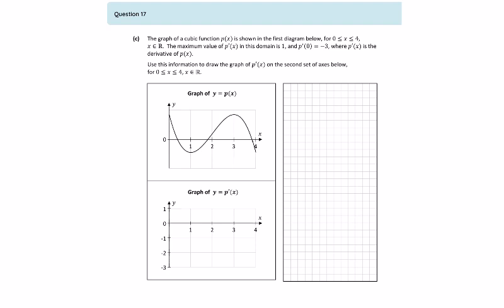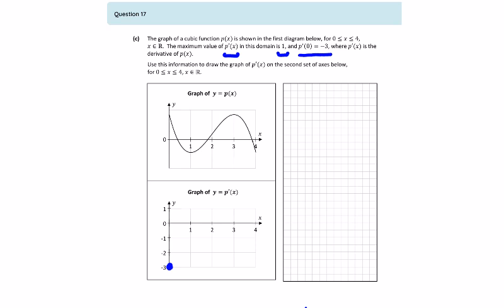In this question we were asked to draw the derivative. So we have the cubic function, and it's between 0 and 4. The information we're given is the max value of p prime x in the domain is 1. So the max value is 1, so it's going to go up to a max of 1. And p prime 0 is minus 3. Well, that's going to be there.